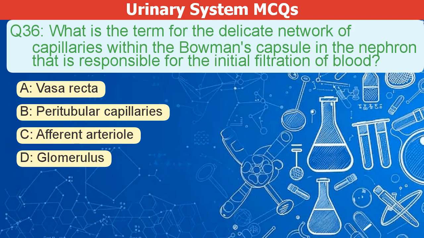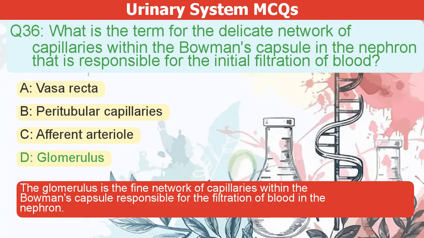What is the term for the delicate network of capillaries within the Bowman's capsule in the nephron that is responsible for the initial filtration of blood? A. Vasa recta. B. Peritubular capillaries. C. Afferent arteriole. D. Glomerulus. The correct answer is D. The glomerulus is the fine network of capillaries within the Bowman's capsule responsible for the filtration of blood in the nephron.